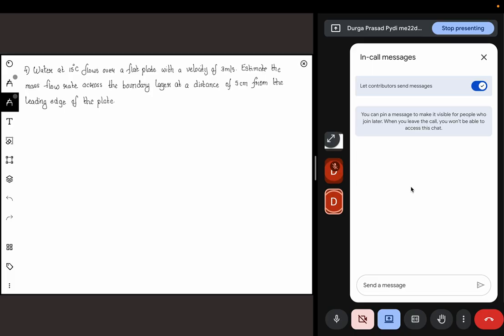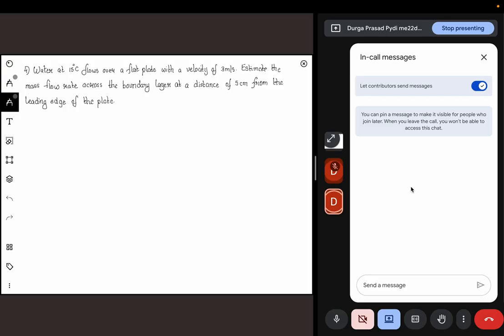How do you go about solving this? Can I simply write it as rho infinity times delta? Because I know that boundary layer thickness is delta, and I know the density because water and temperature are given. It's what, like let's say 1000 kilogram per cubic meter. Velocity is given, and I said the distance is 5 centimeters.